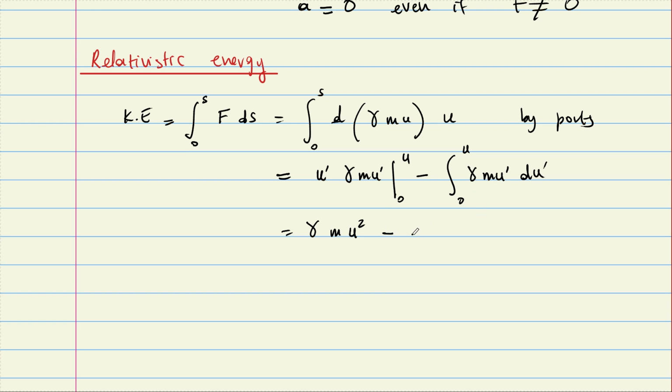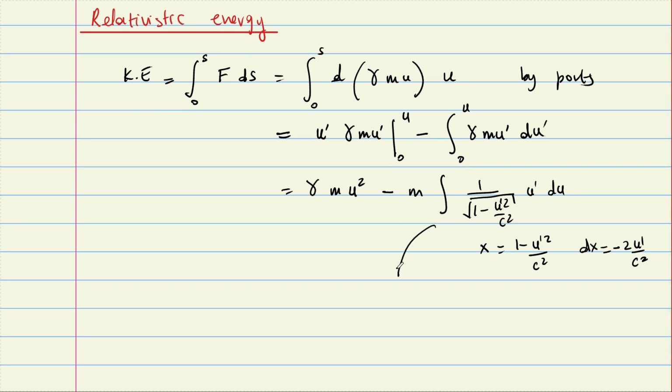So this is minus m, 1 over 1 minus u squared over c squared, u prime du. Okay, how do I take this integral? I can define x is equal to 1 minus u prime squared over c squared. Then dx is going to be equal to minus 2u prime over c squared du.